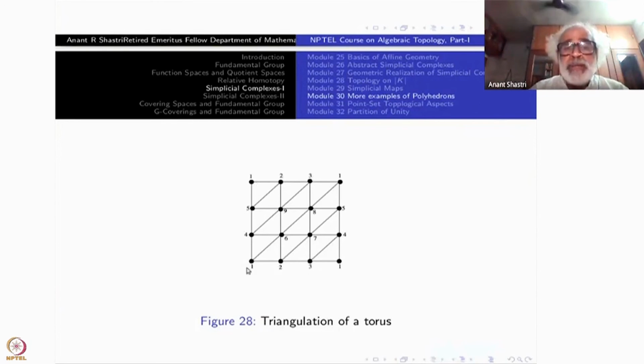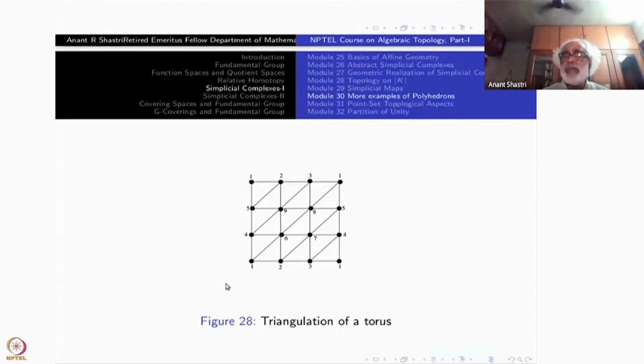1 is the base point here. This entire line is being identified with this entire line: 1, 2, 3, 1 identified with 1, 2, 3, 1. Similarly, 1, 4, 5, 1 identified with 1, 4, 5, 1. Inside, I am taking 6, 7, 8, 9 here, and then joining them systematically like this. This is not a unique way, there may be many ways. Now you see each triangle is uniquely defined when you go to the quotient. So this gives you the triangulation of a torus. This is not an economical way of doing it, by the way.